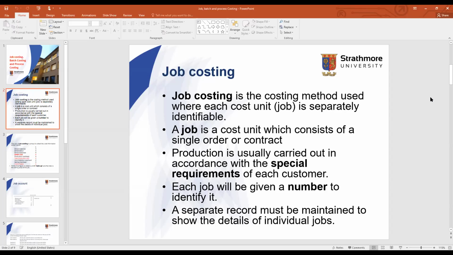The constructor will have to do job costing, because this is going to be something unique, not repeatable, something unique that is going to satisfy the needs of that particular customer. And as I mentioned, this is not about mass production. Production is usually carried out in accordance with the special requirements of each customer. I think I've mentioned that already.